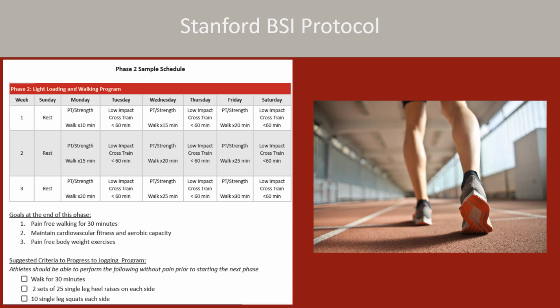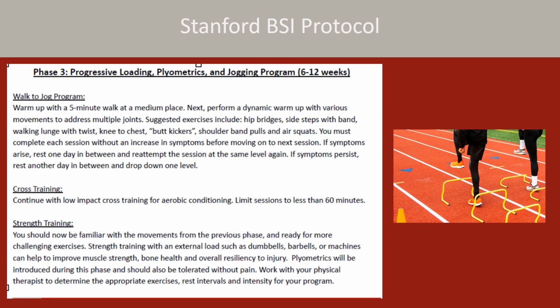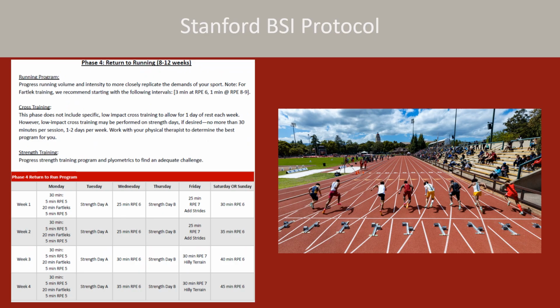The next phase involves low impact cross training and strength training with the end goals of strengthening the muscles that support loading through the shin and having the bone stress injury site being healed and remodeled enough that pain is not present with longer distance walking. Phase 3 starts gradually increasing load through the bone with jogging and plyometrics. And then phase 4 starts a return to running or return to goal activities progression.